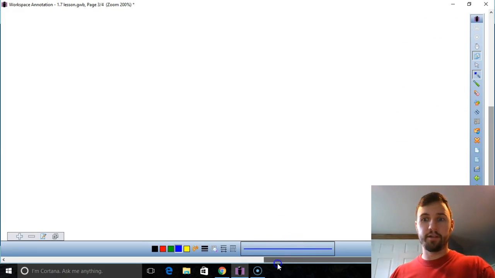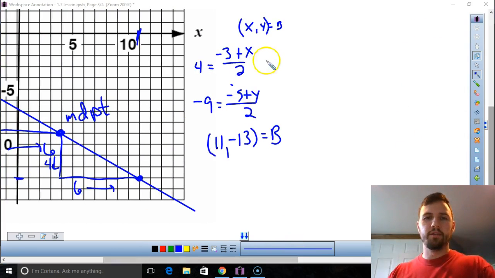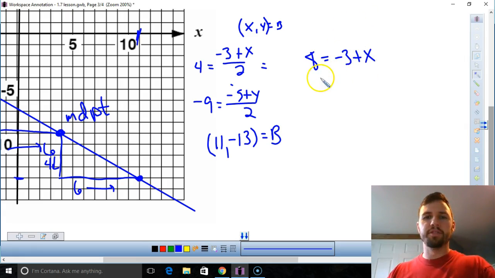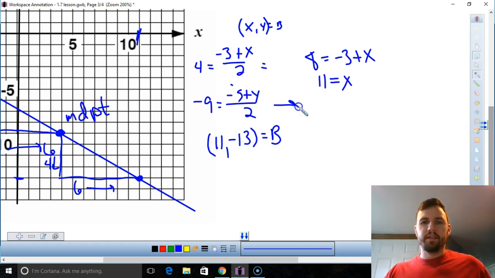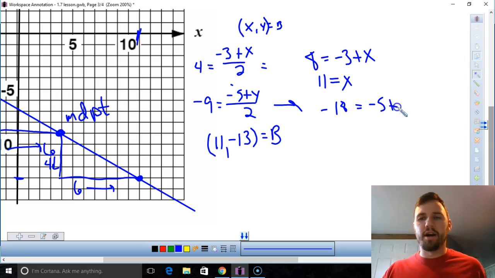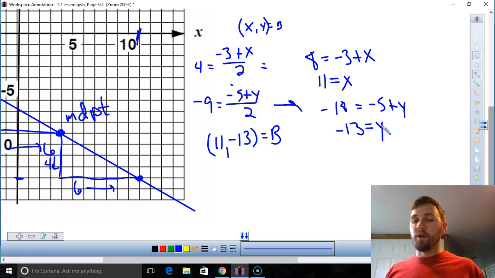If you do the algebraic way, you get the same answer. Whoa, that was way too far. You multiply both sides by 2 and you get 8 equals negative 3 plus x. Add 3 to both sides, you get 11 equals x, which we did. And then this one you'd multiply both sides by 2, get negative 18 equals negative 5 plus y. Add 5 to both sides and you get negative 13 equals y. Same, you get the same answer. Either way you want to do it's fine. I'm not going to make you do one way or the other.